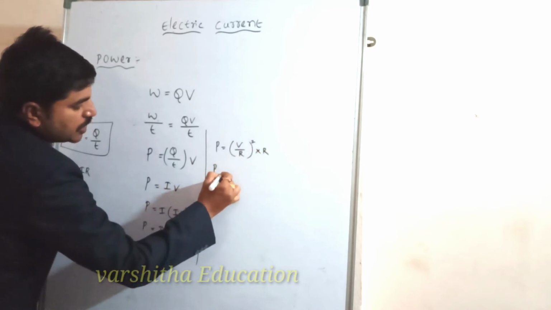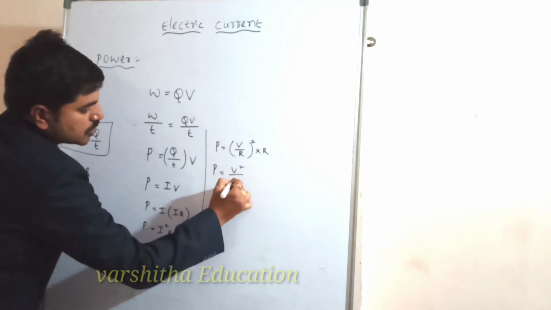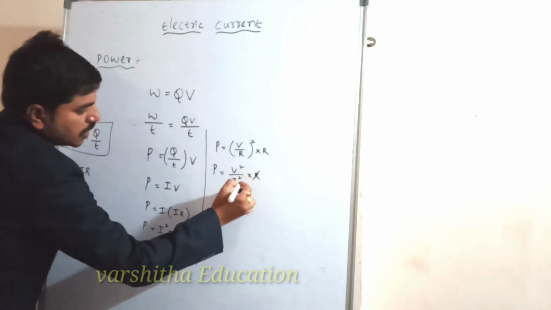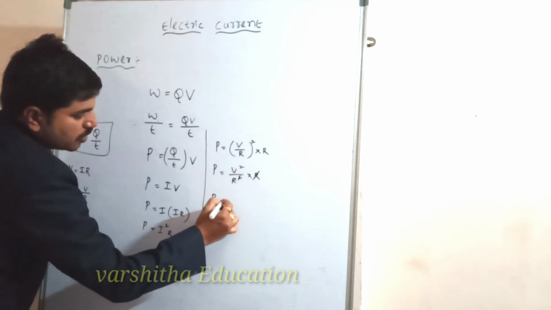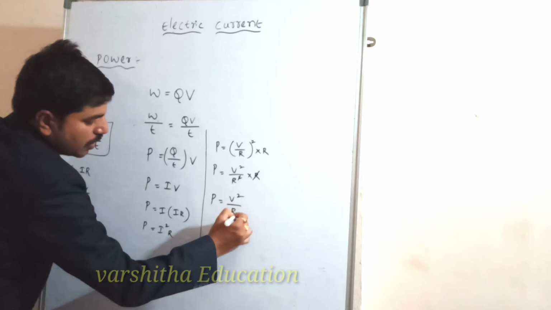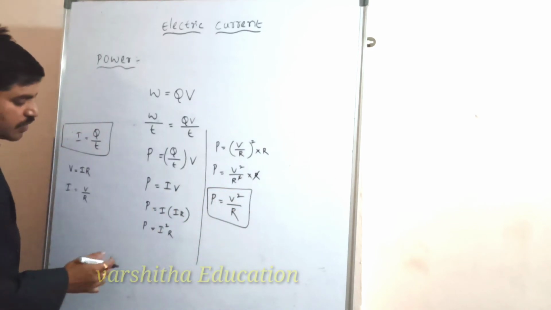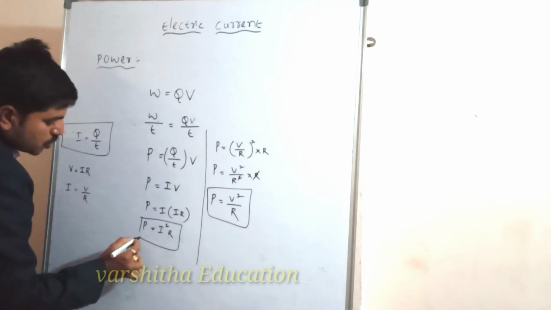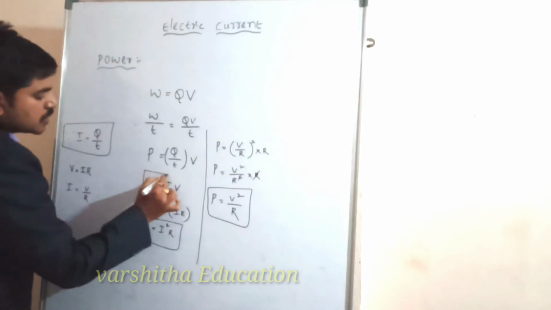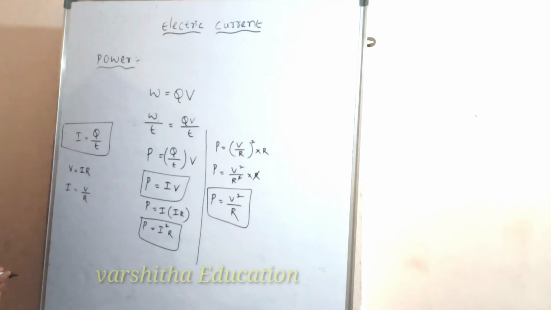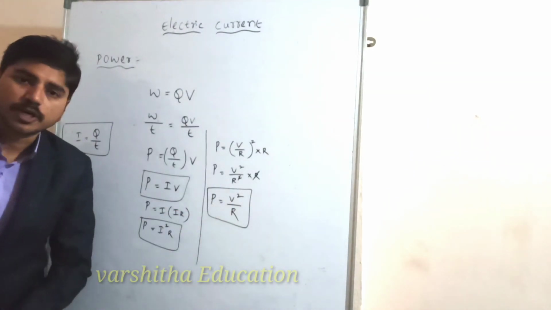Then if I write P is equal to P squared by R squared into R, the R will get cancelled and one more R will be there: V squared by R will be there. These are all our formulas for power values. P is equal to I squared into R, P is equal to I into V, and P is equal to V squared by R.